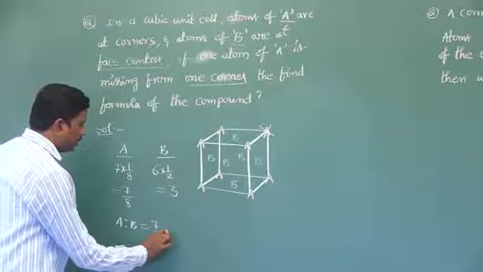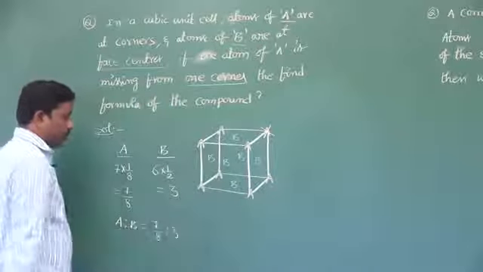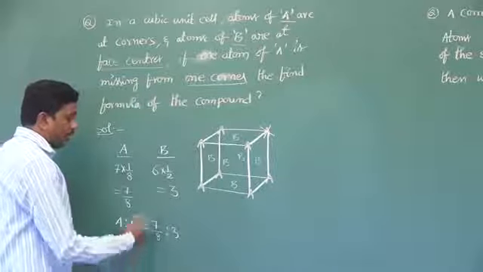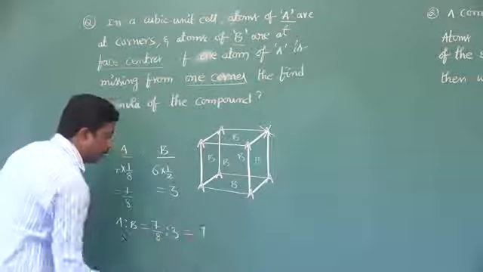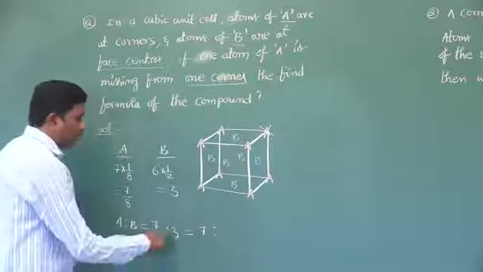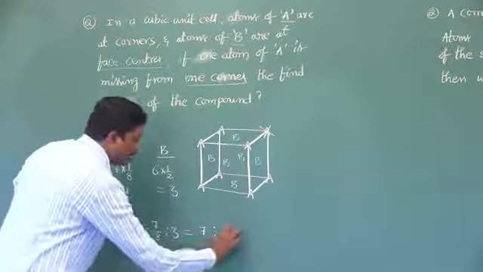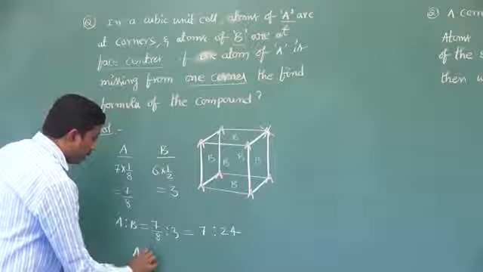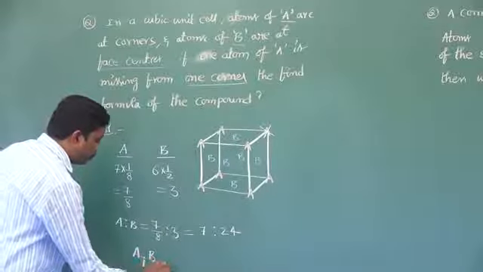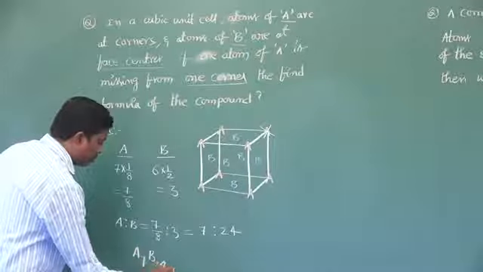7 by 8 is to 3. Now multiply this ratio with 8. Then this 8 gets cancelled. 7 remains. 7 is to 8 into 3, that is 24. 7 is to 24. So the formula is A7B24. This is the formula.